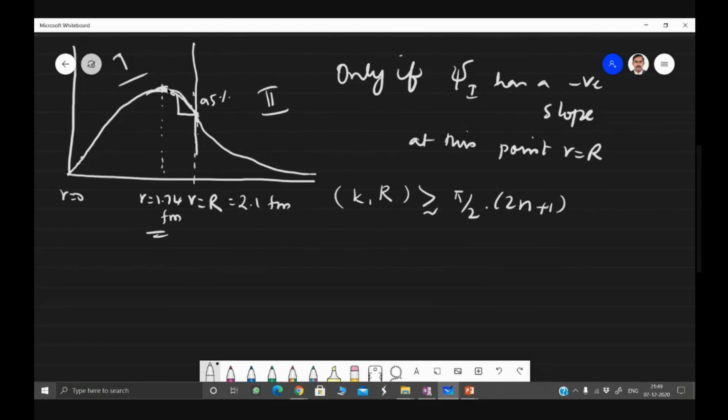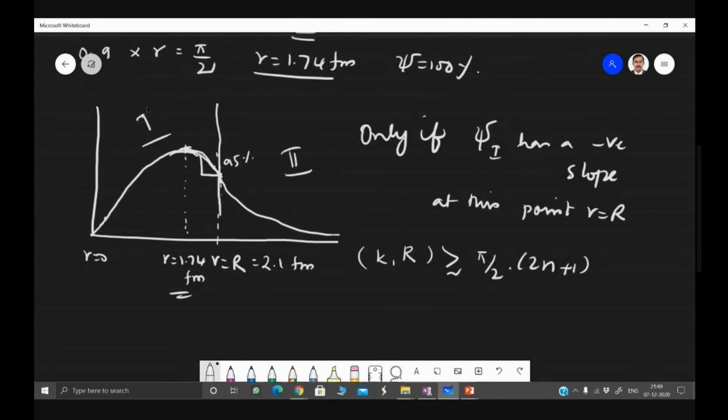At pi by 2, the wave function will be maximum. At the boundary r equal to capital R, k1 R will be slightly greater than pi by 2. This part is governed by the function A sine kr, and this part is governed by the function D e power minus lr.